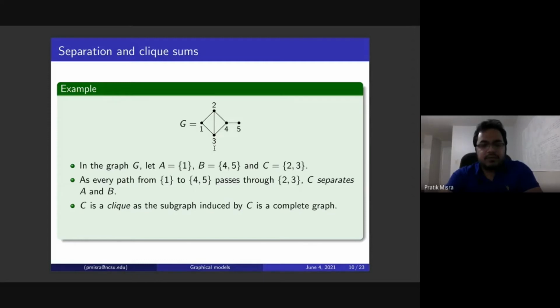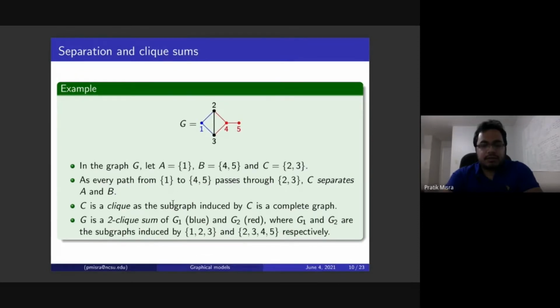So by definition, we can say that G can be written as a two-clique sum of G1 and G2, where G1 is a subgraph induced by 1, 2, 3, which is A union C, and G2 is induced by 2, 3, 4, 5, which is B union C, and that's denoted in blue and red respectively.